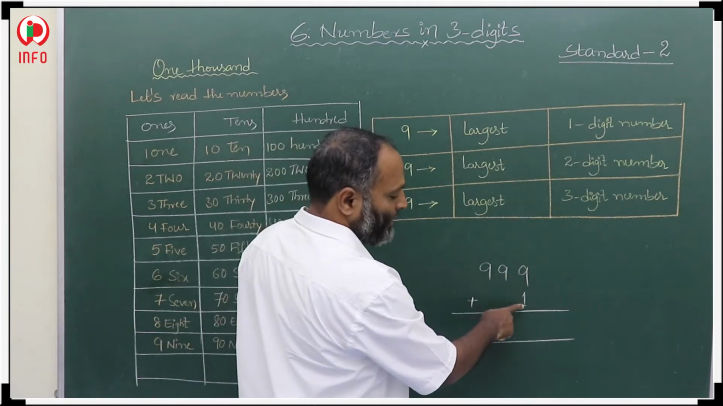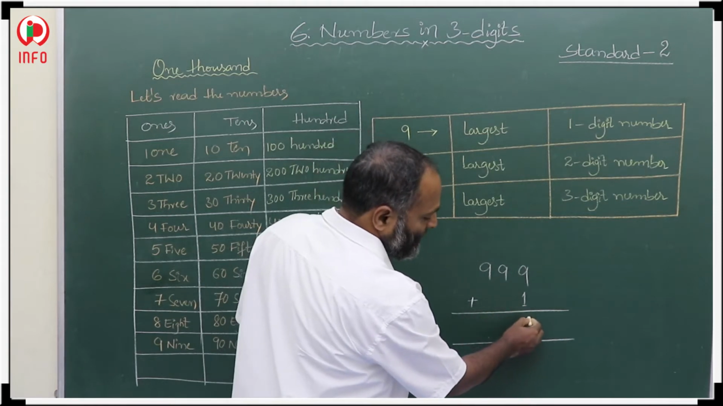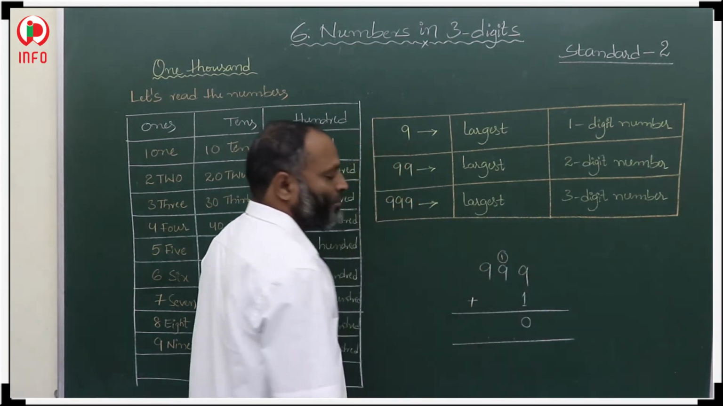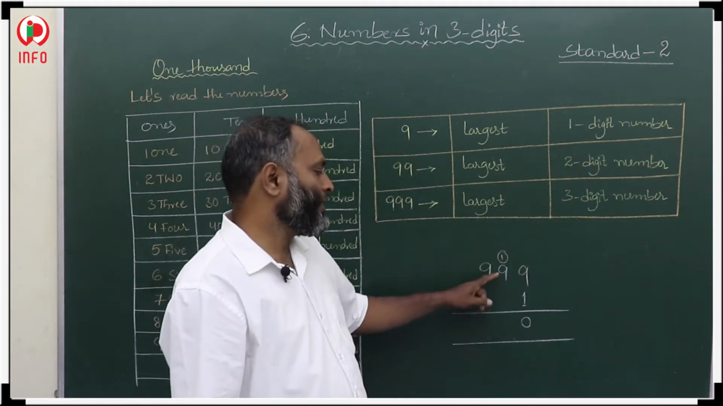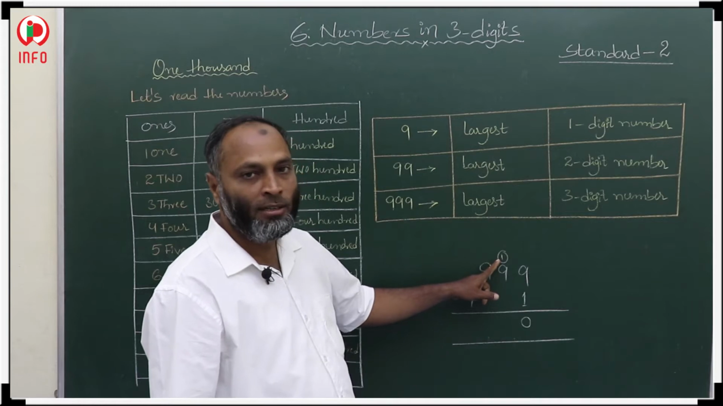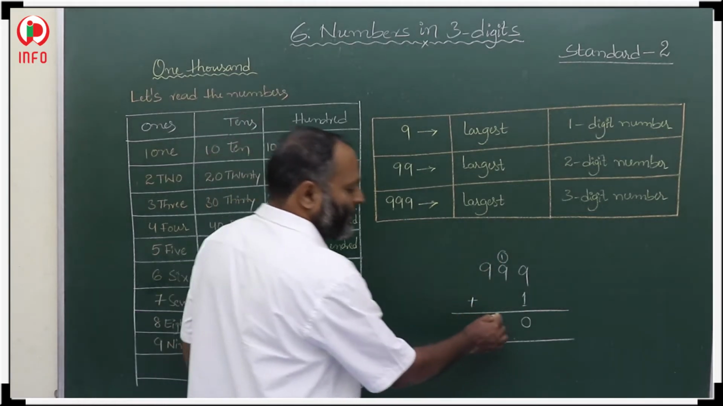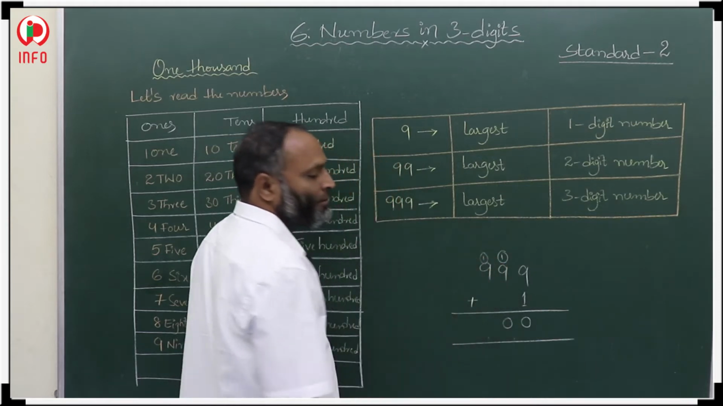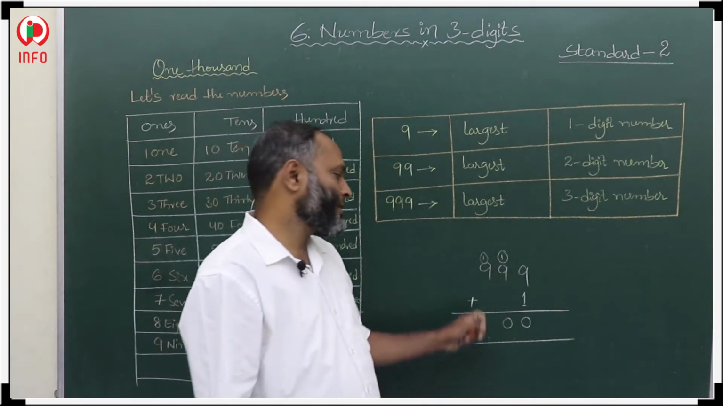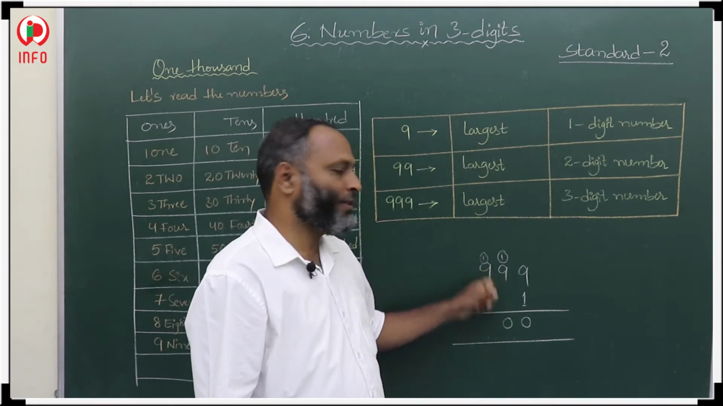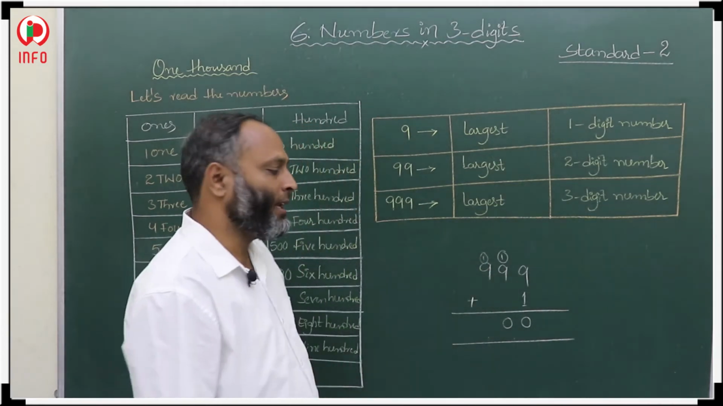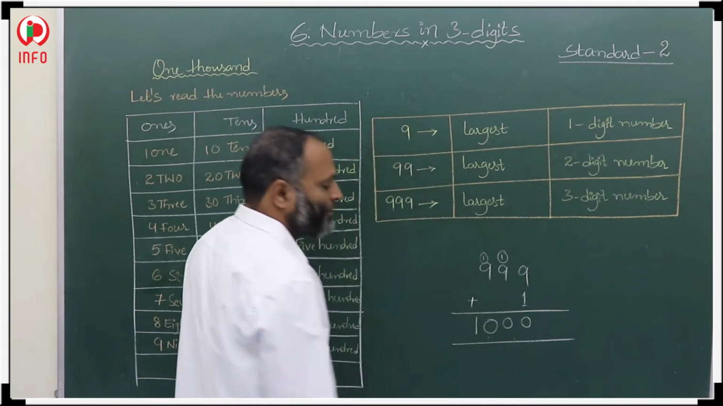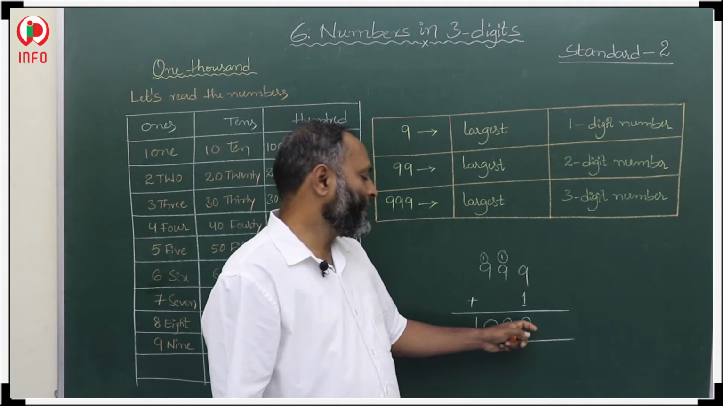9 plus 1 is 10. 10 means 0 in 1's place and carry over to 10's place. Again, 9 plus 1, 10. 10 means 0 in 10's place and 1 carry over to 100's place. After that, 9 plus 1, again 10. So that complete 10 we have to write. So this is how to read this one.